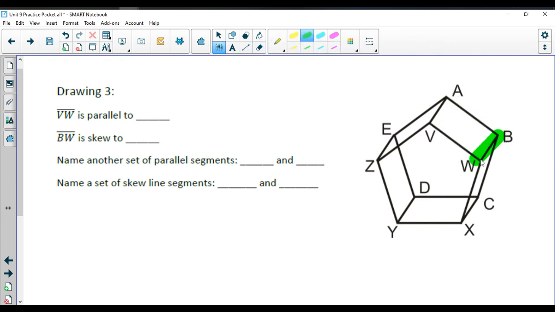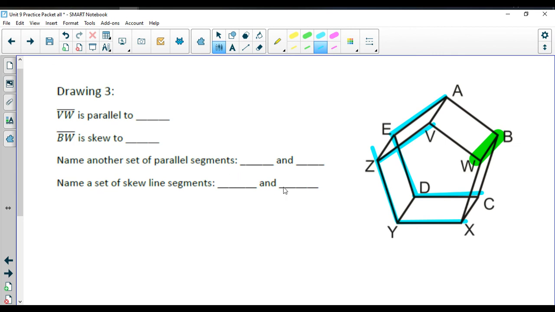So we have BW right here. Lines that would be skew would be, for example, if you did DC back here, you could have YX up front here. You cannot have VW or AB. You also cannot do EZ, DY, or CX because it would actually be parallel. You could, though, have VZ, and you could have AE, and you could actually do DE, or you could do ZY. Those would all be good examples.